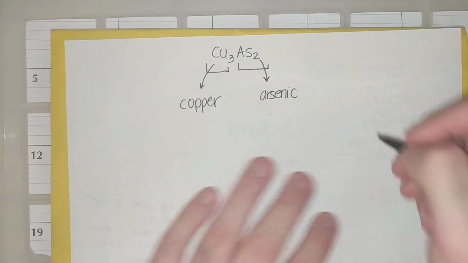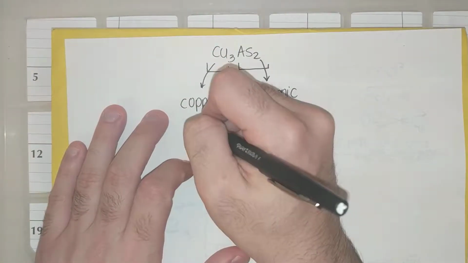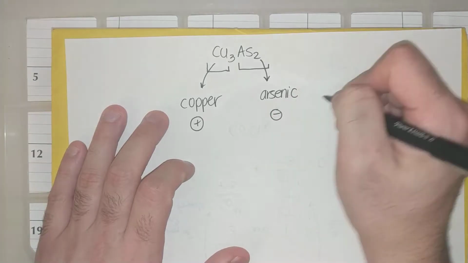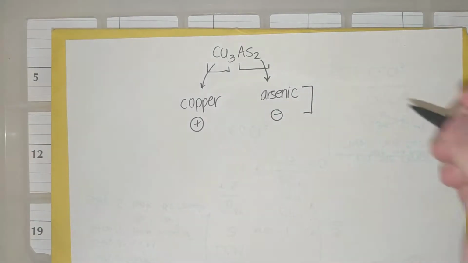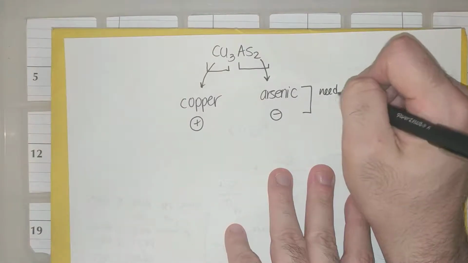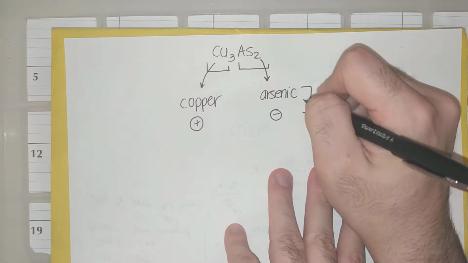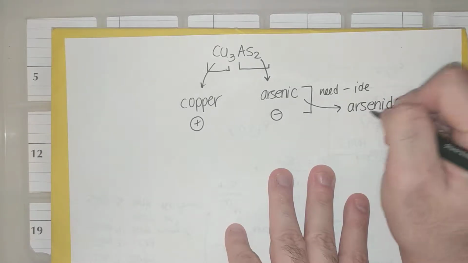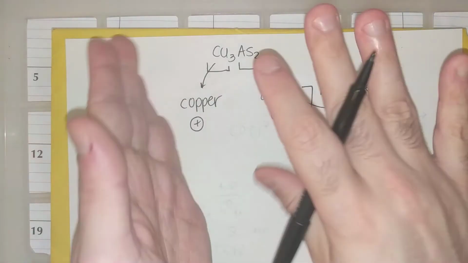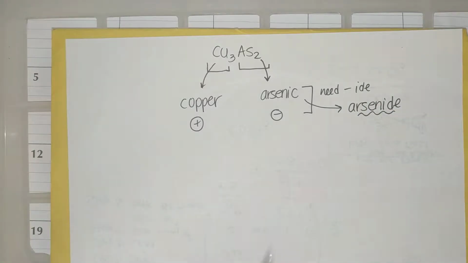All right, and remember, this is going to be my cation, and this is going to be my anion. And what do I usually change the ending to my anions names? I need the IDE. So arsenic becomes arsenide. All right, so I have arsenide. I'm going to name that as arsenide later.